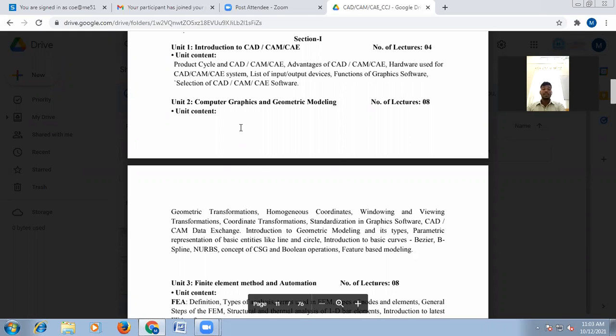ऑलरेडी वी हॅव सीन द basic functions of the graphic software. Okay. So there is one standard procedure also to see how to use this graphic software. Okay. Then next, CAD/CAM data exchange. This is a very important and major role of this CAD/CAM subject.